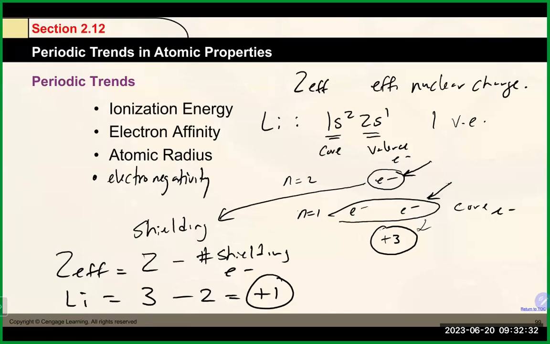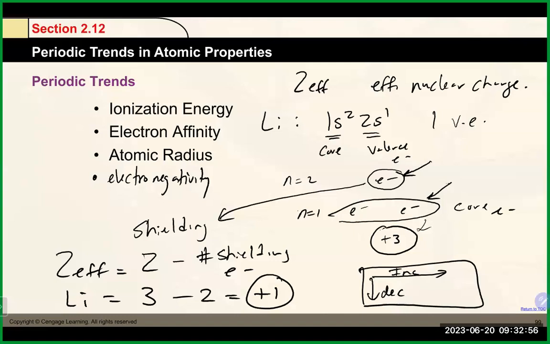That is also why that electron is going to be able to be removed a lot easier than those 2 core electrons, because it is not really being held as tightly. So effective nuclear charge, when we think about periodic trends, increases as you go up and to the right and decreases as you go down.